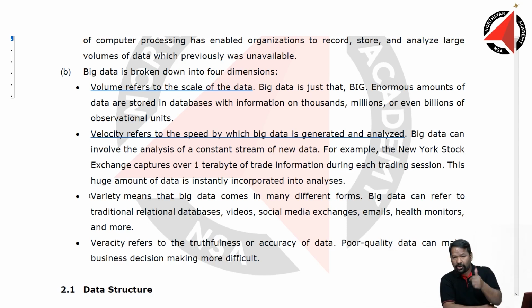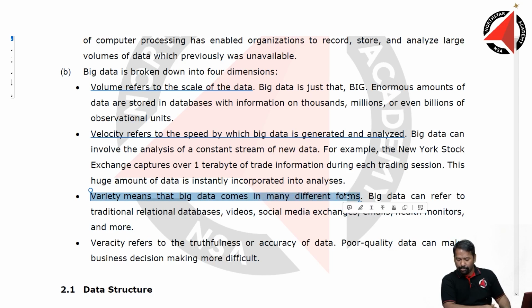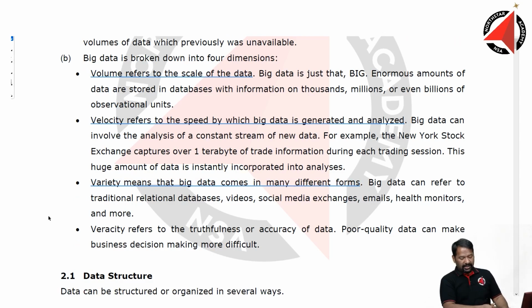Is it only a Word document? Is it an image? Is it a combination of videos, Word, images, and so many other things? So variety means big data comes in many different formats. It can be videos, databases, social media exchanges, email, health monitors, and more. These are the different varieties in which data is created. Remember, the more the variety of data, the more difficult it is to manage.